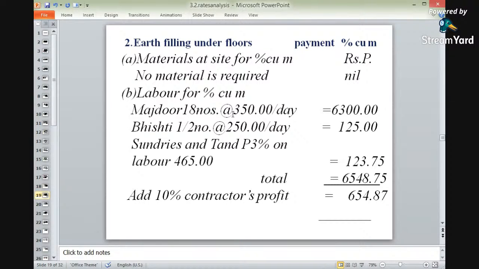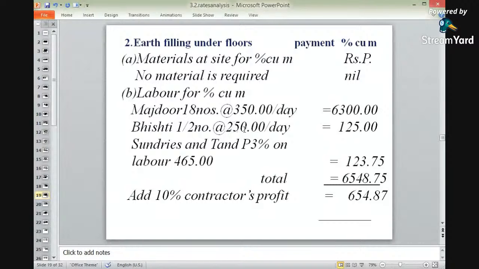For the floor, 1.5 years it has been decreased. The cost for this we have taken as 250. In some cases it has been considered as 275, also 280 or 250. So we have considered 250. Half of these numbers are required. The half number is about 125.